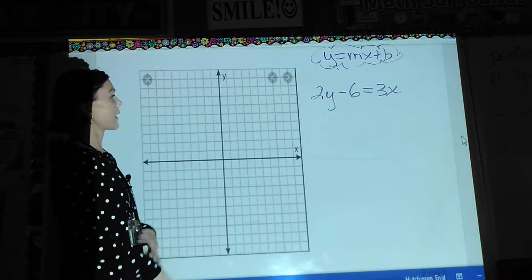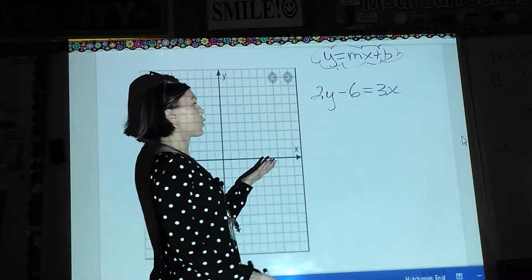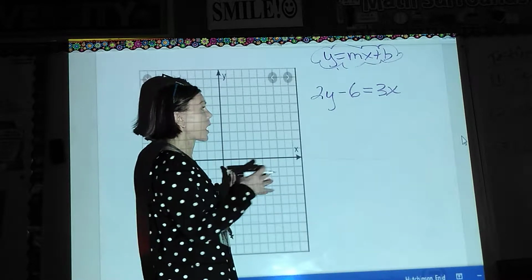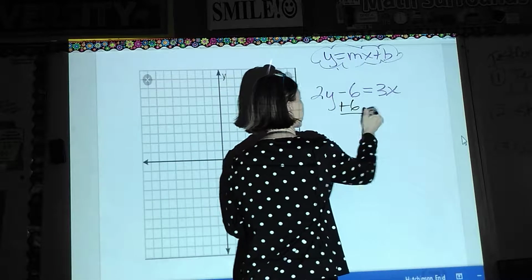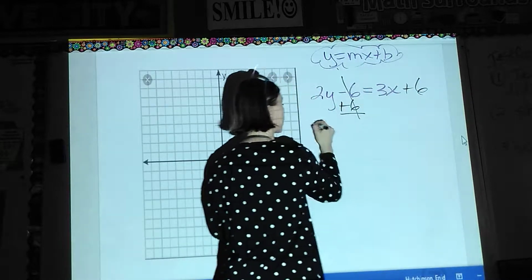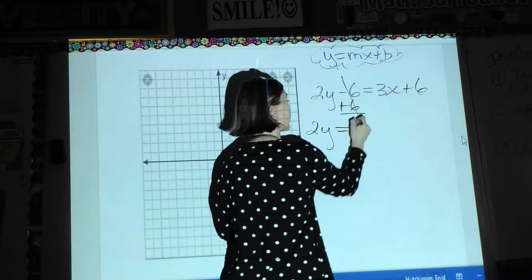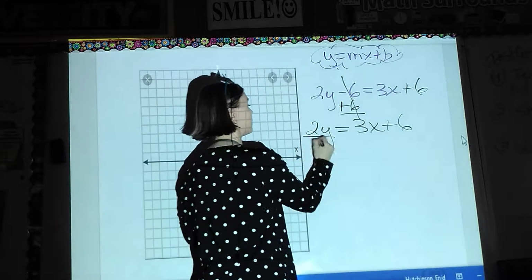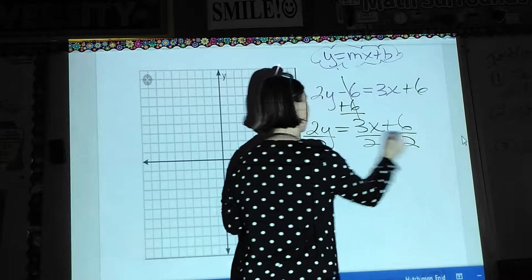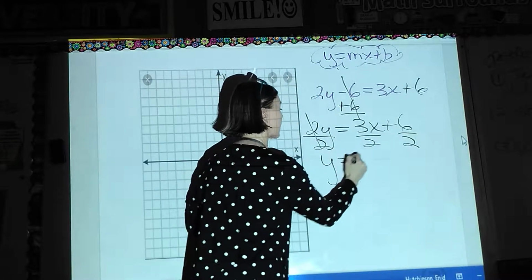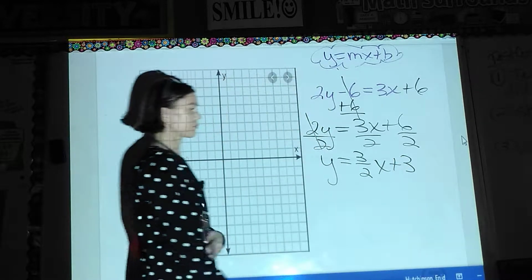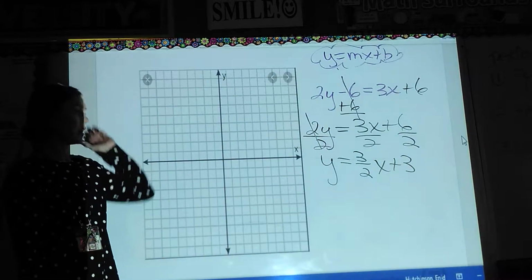Okay? So you've had some time to do that. So we're looking for an easy addition or subtraction opportunity first to get that y all by itself. So we're going to add 6 to both sides. These cancel. Bring down your 2y equals 3x plus 6. And we divide by 2. These cancel. Y equals 3 halves x plus 3. Okay?